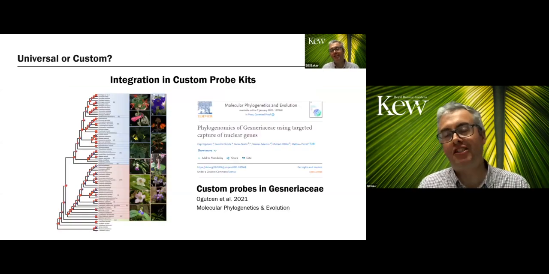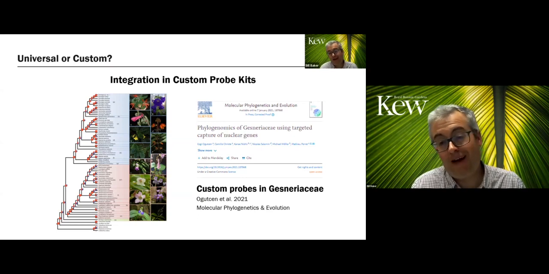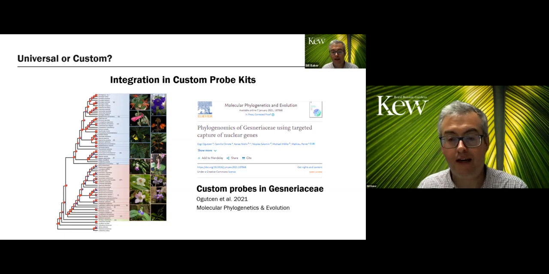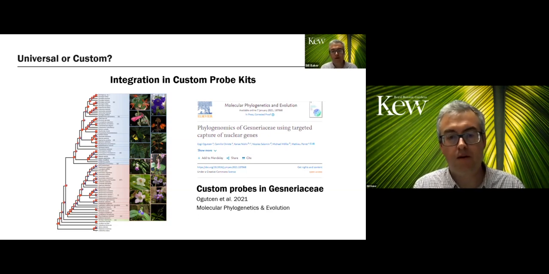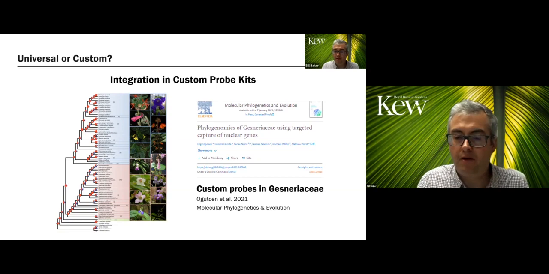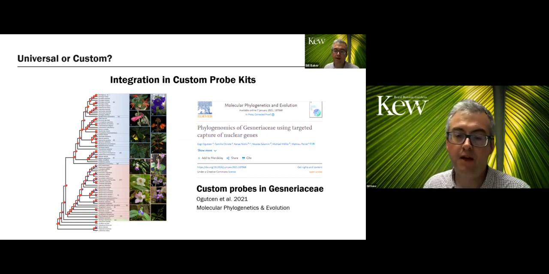Now, you can imagine that we launch this kit and there's lots and lots of interest in it and people start using it. But for those people who had, say, only just gone through the massive investment of designing their own unique probes for their target group, this was a bit disheartening in a way. But it's important to distinguish between universal kits and bespoke custom probe kits, which may be designed with a particular science question in mind, targeting particular genes that have functions that are relevant to the things you're interested in.